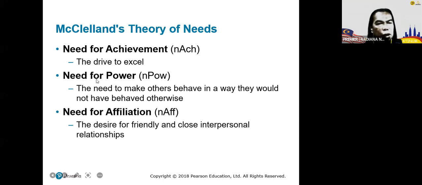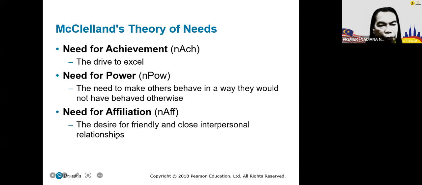Number 2, need for power, nPOW. They need to make others behave in a way they would not have behaved otherwise. That means they have motivation because they need power. Their performance and their motivation depend on the power they have.